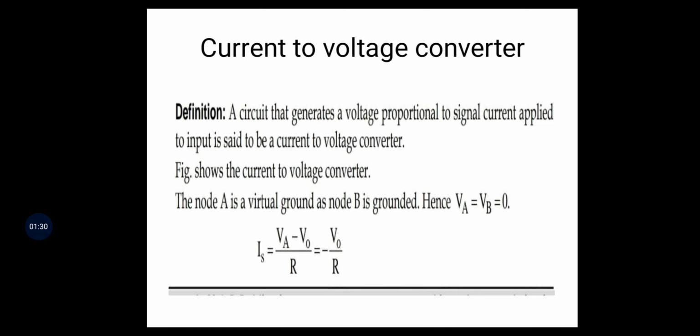Current to voltage converter or current controlled voltage source is also called a transresistance amplifier. A circuit that generates an output voltage proportional to the current applied to the input, V naught proportional to Is, is called a current to voltage converter.